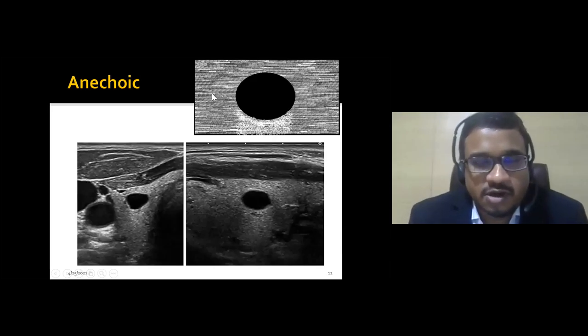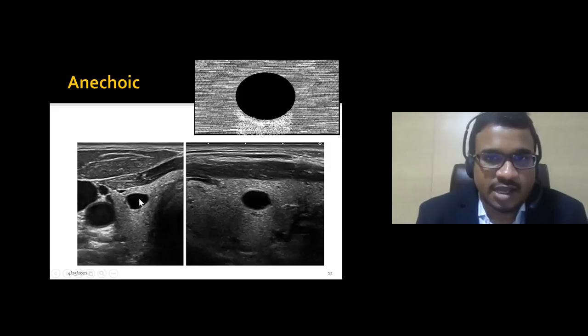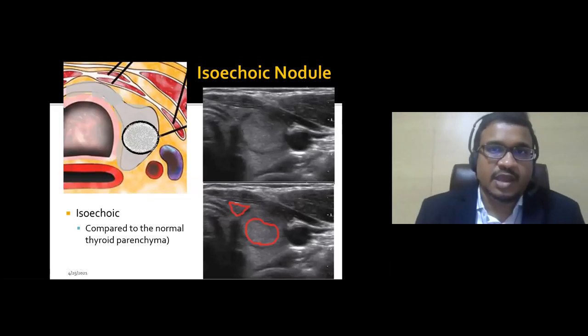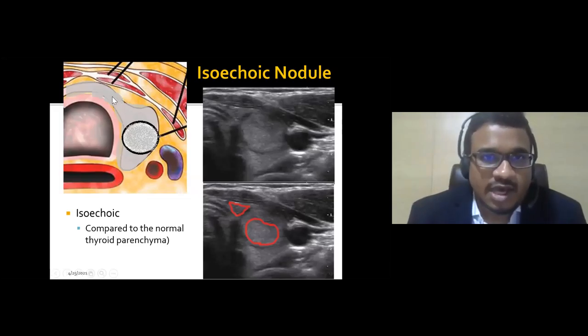So just to revise again, this is an anechoic lesion where the sound waves just pass through and you have the posterior acoustic enhancement. This is a thyroid cyst. So this is an anechoic lesion. And now we discuss the isoechoic lesion.